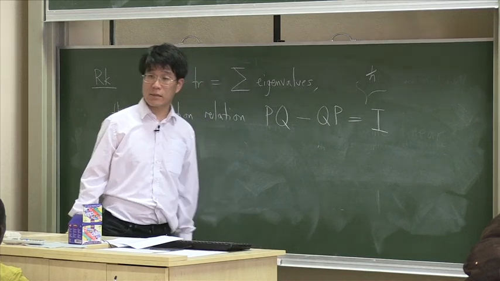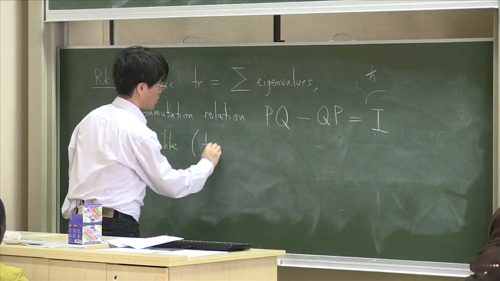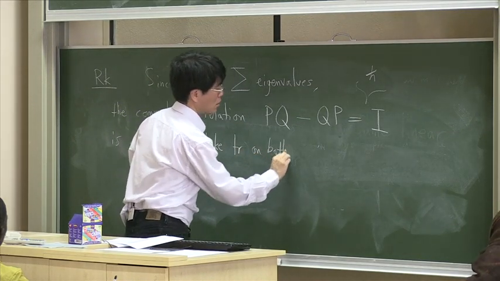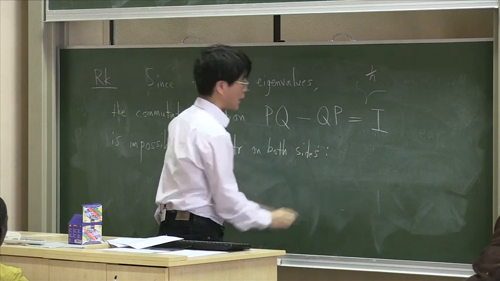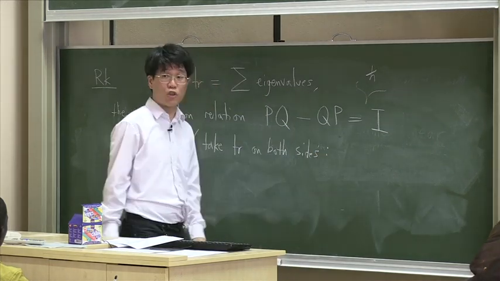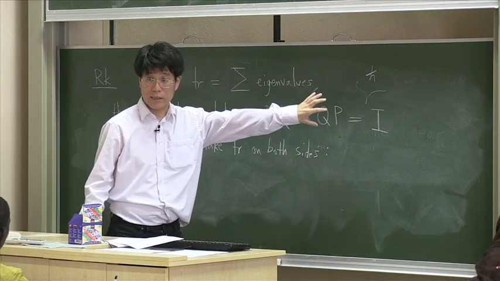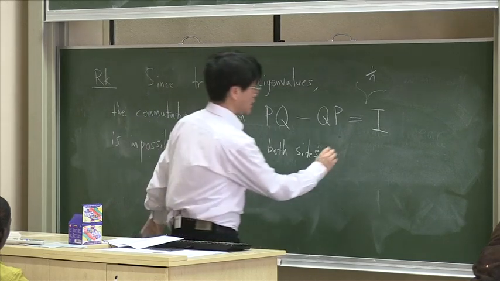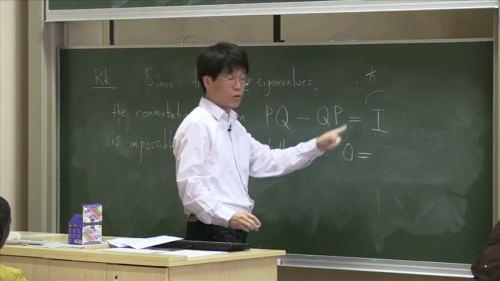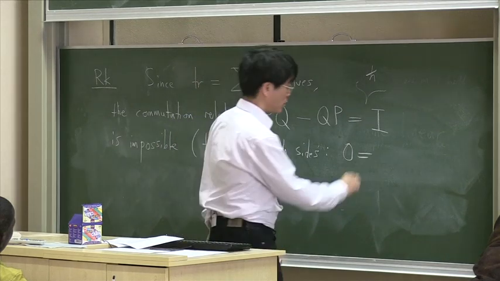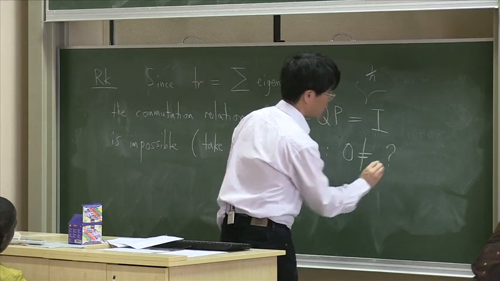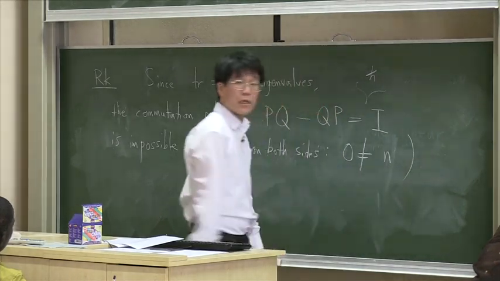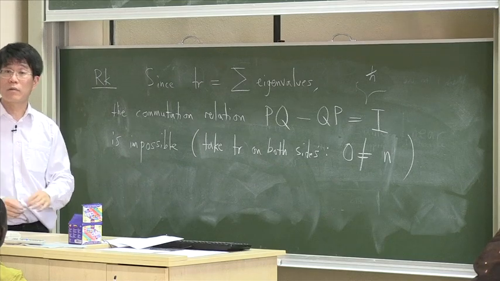Take the trace on both sides. And we get trace of PQ minus trace of QP, but that's zero because they have the same trace. Yeah? Because their eigenvalues are the same. Zero equals something: the trace of the identity matrix is not zero. Non-zero, n, for example. So this relationship can never happen.